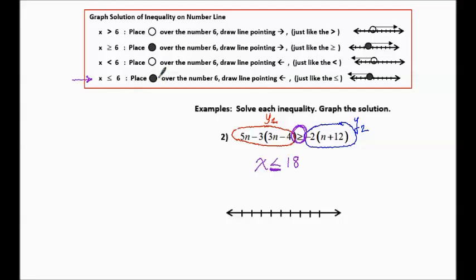So we're going to be placing a filled in circle at wherever 18 is. You have a filled in circle. And just imagine that the inequality symbol is an arrow. And so this inequality symbol is the tip of the arrow. It will be showing you the direction in which you need to put your arrow in your solution graph right here. So that will be your solution here.